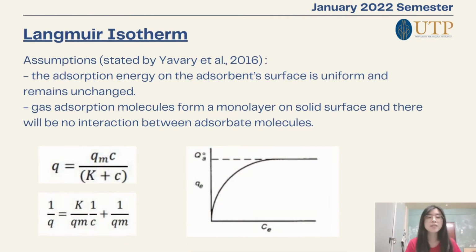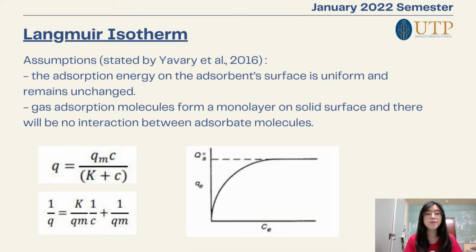The isotherm selected is the Langmuir isotherm, as it provides a perfect fit for experimental data of carbon dioxide gas absorption, with the assumption that the absorption energy on the absorbent surface is uniform and remains unchanged. The general equation of the Langmuir isotherm is shown in the slide.